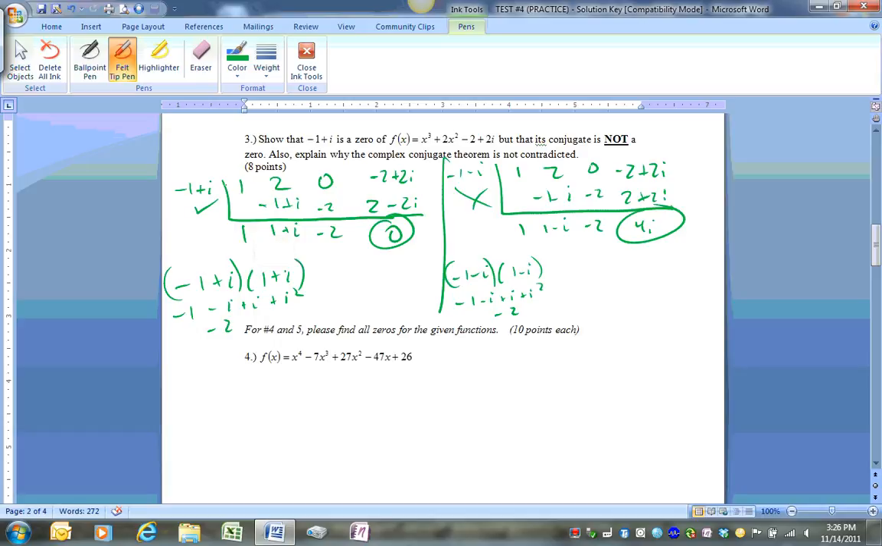And also explain why the complex conjugate theorem is not contradicted. That's because not all coefficients were real for f of x. The complex conjugate theorem only works when all coefficients are real. Since they're not all real, that's why it's not contradicted.